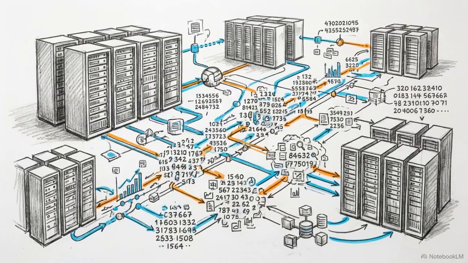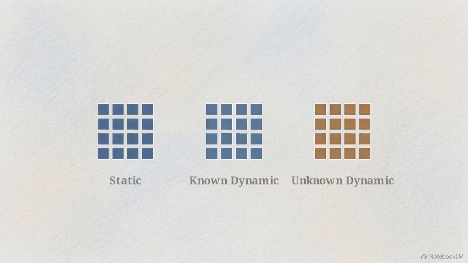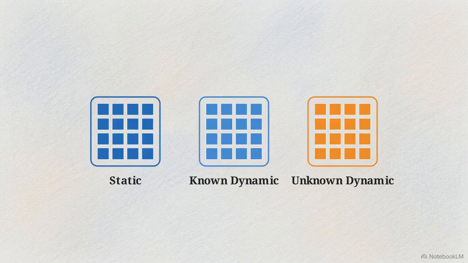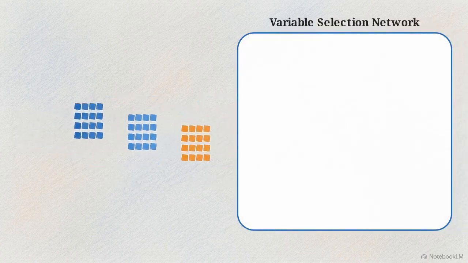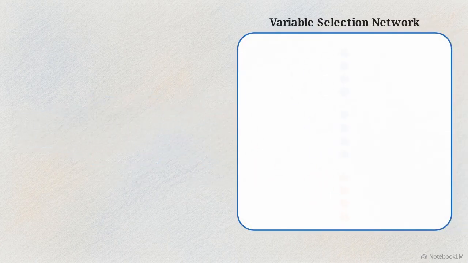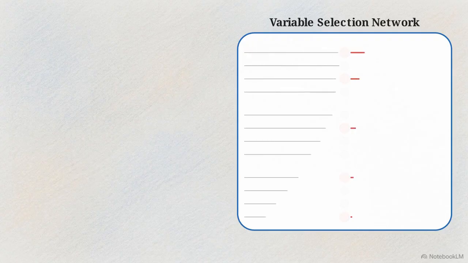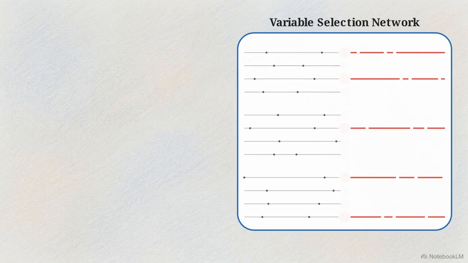To see how this architecture operates, we have to track a complex dataset from its initial ingestion. This diagram represents a raw dataset being physically split into 3 distinct tensor blocks based on temporal behavior: static, known dynamic, and unknown dynamic. Rather than concatenating all these mixed inputs together into one dense, noisy vector, the Temporal Fusion Transformer isolates them. Before entering the deep network, each stream hits the variable selection networks.